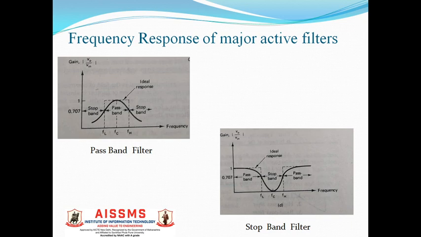What is the difference between the two? All the frequencies below FL and all the frequencies above FH pass through the filter, right? So you have a stop band or rejection band which is in the range of FH minus FL, right? So all the signals with frequencies in this band do not pass through this filter.